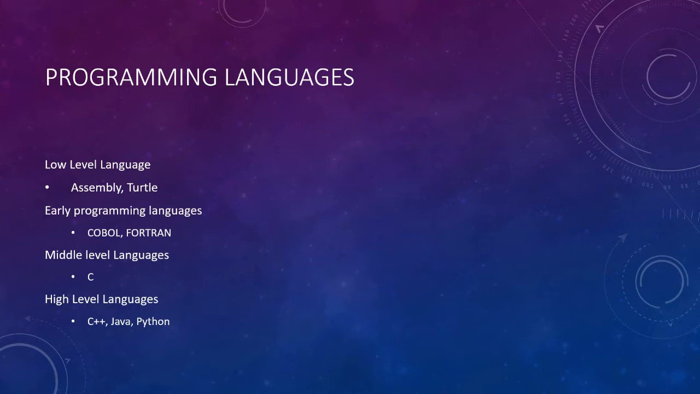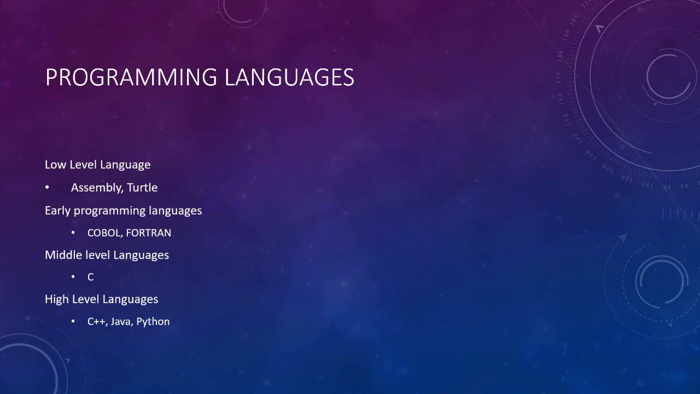What is the difference between low-level language and high-level language? Low-level languages are machine understandable and machine dependent languages. High-level languages are machine independent languages. So what is the difference between machine dependent and machine independent?